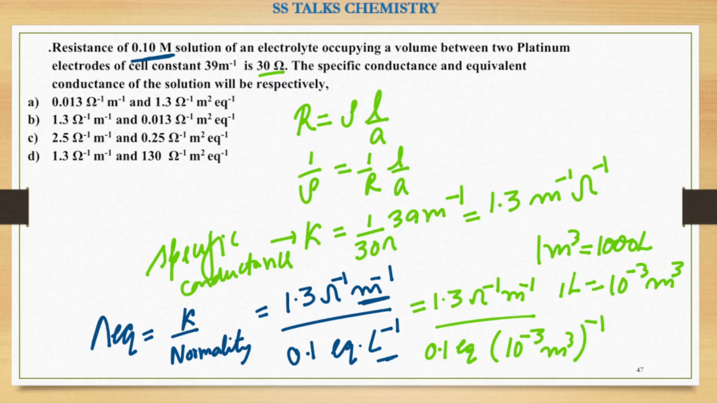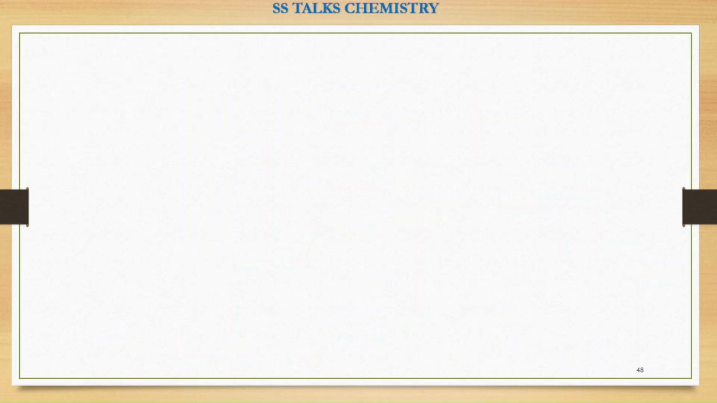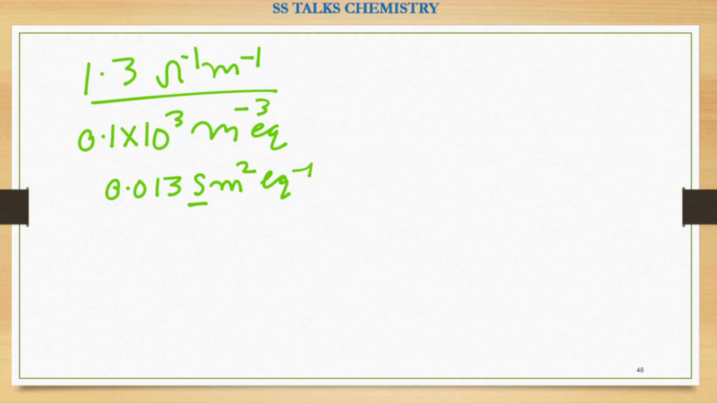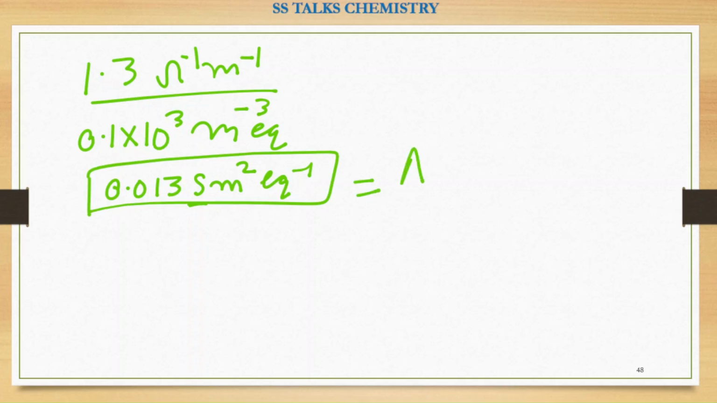So solving this, we will be getting it like this: 1.3 ohm inverse meter inverse. Here it's going to be 0.1 into 10 raised to the power of 3 per meter cube. Here the gram equivalent term was already present. So the answer we will be getting in this case is 0.013 Siemens meter square per gram equivalent. You can write either ohm inverse or Siemens over here. So this is going to be the value for the equivalent conductance we will be getting here.